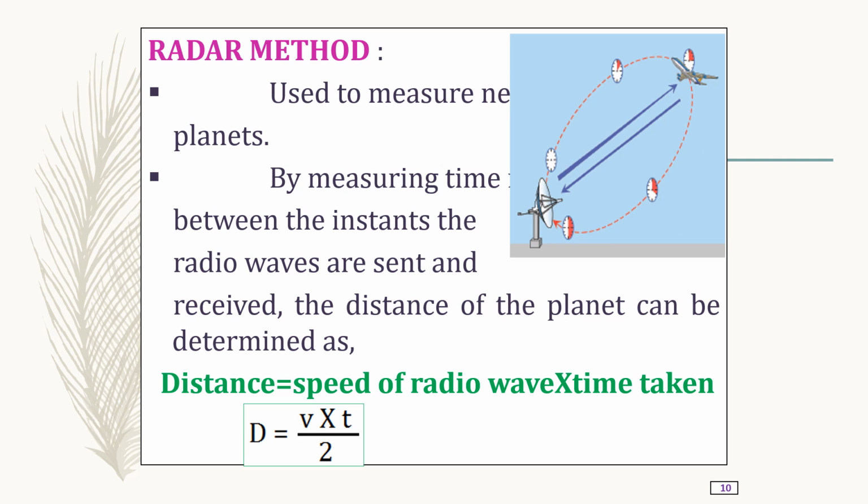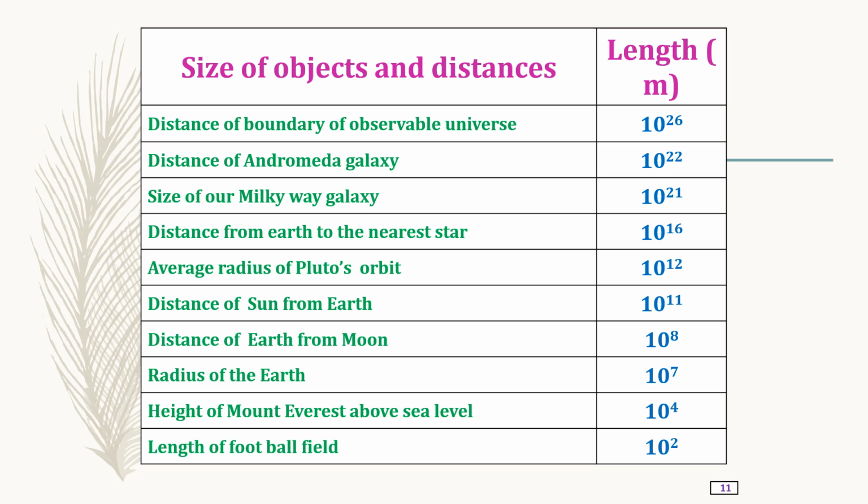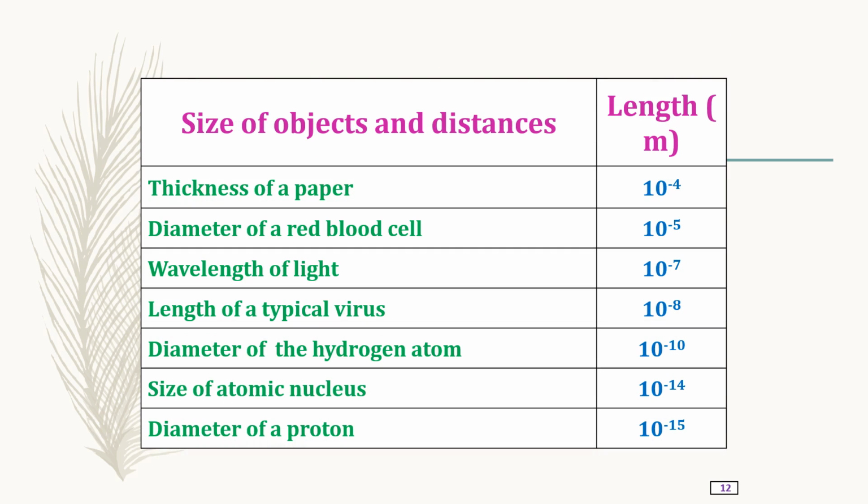So next one is size of the object and distance, that is, range and order of length. The distance of the boundary of the observable universe is 10 power 26 meters. They have given a few points: the distance of the sun from the earth is 10 power 11. Radius of the earth is 10 power 7. So like this we are able to do it. Next, the thickness of a paper is 10 power minus 4. Length of a typical virus is 10 power minus 8. Diameter of the hydrogen atom is 10 power minus 10 meters.